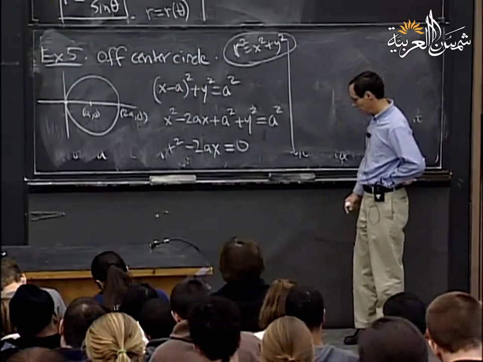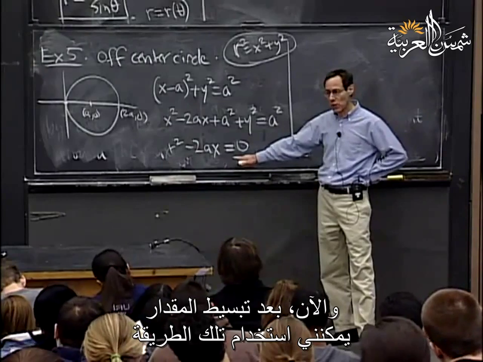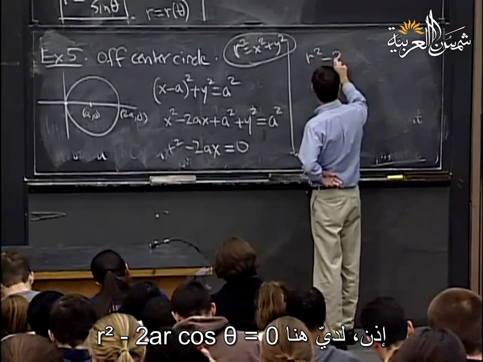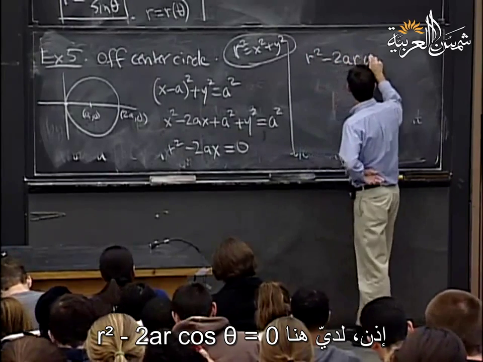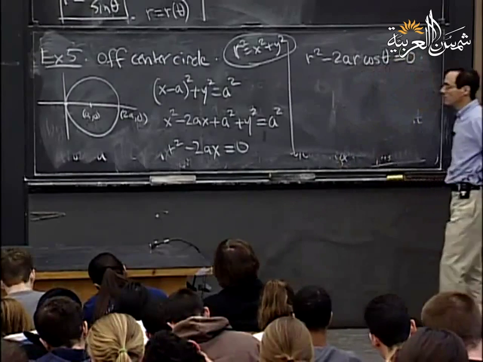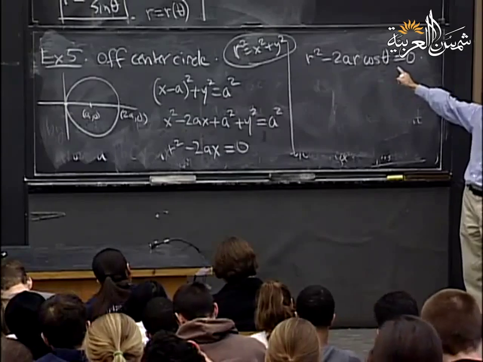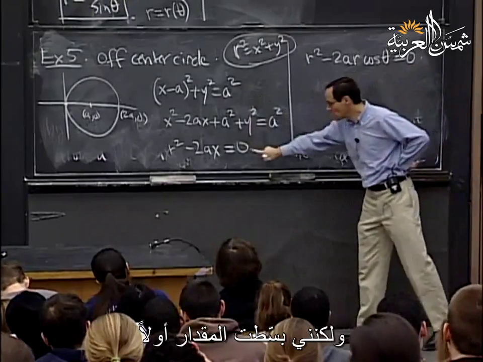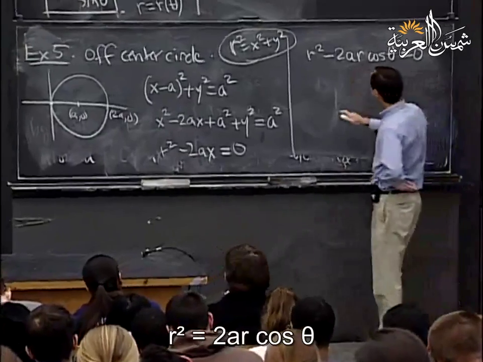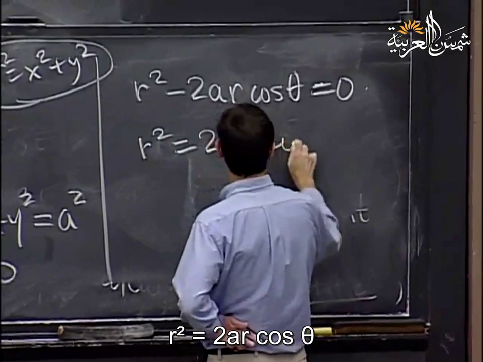So now that I've simplified it, I am going to use that procedure. I'm going to plug in. So here I have r squared minus 2a r cosine theta equals 0. I just plugged in for x. As I said, I could have done that at the beginning. I just simplified first. And now, this is the same thing as r squared is equal to 2ar cosine theta.